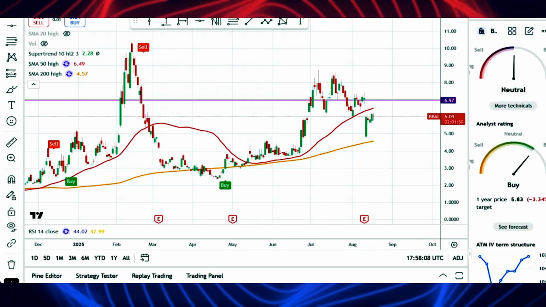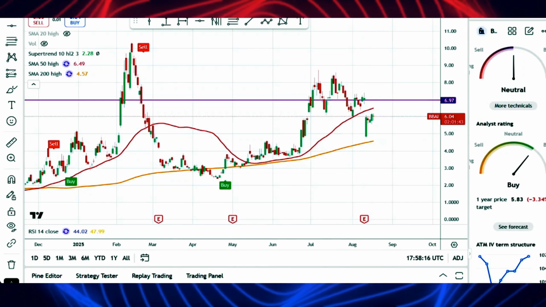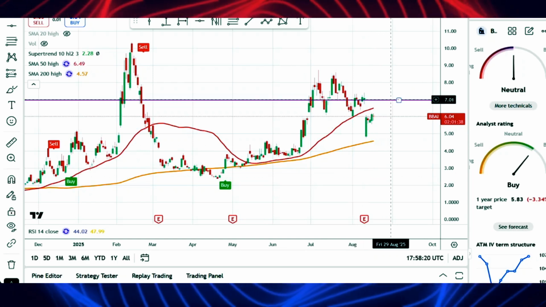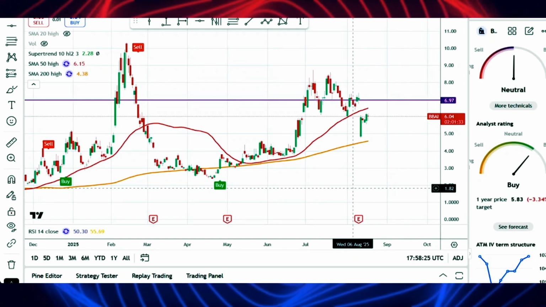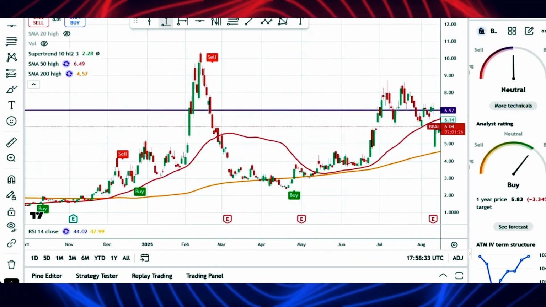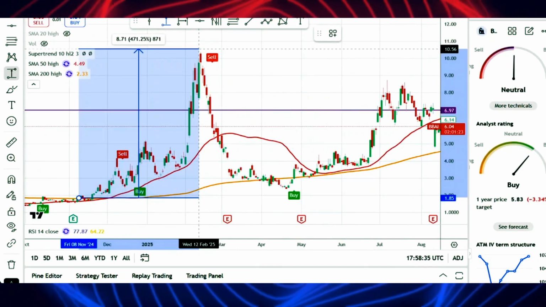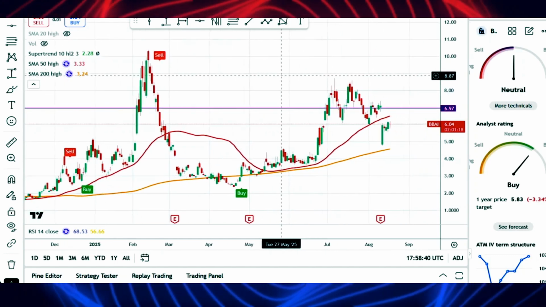We can also see that the analyst still has a buy rating on it, even though it missed earnings. But the buy rating has a price target of $5.83. That's something to worry about because we're already trading above $5.83. There's a lot of hype around the stock on Reddit. And I think after this short squeeze right here, where the stock traded all the way from here up 417%, people are expecting something like this to happen again.